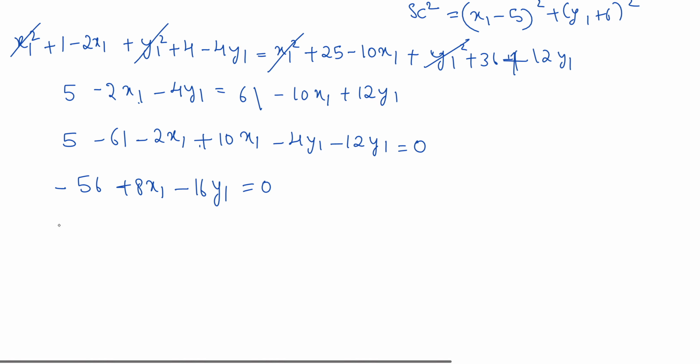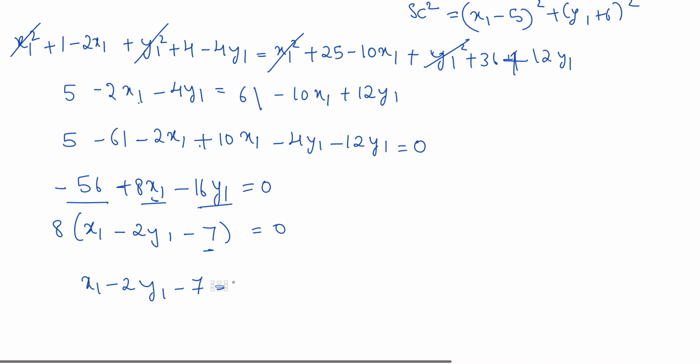Now let's take 8 common. We have x1 minus 2y1 minus 7 is equal to 0. So I just rearranged the terms. I wrote x1 first, then 2y1 and then 7. Now we get x1 minus 2y1 minus 7 is equal to 0. This is our second equation.